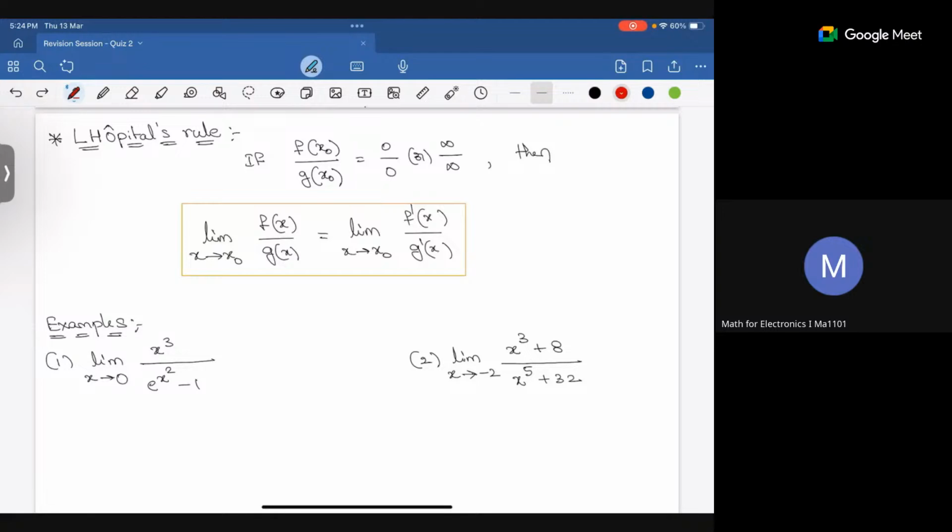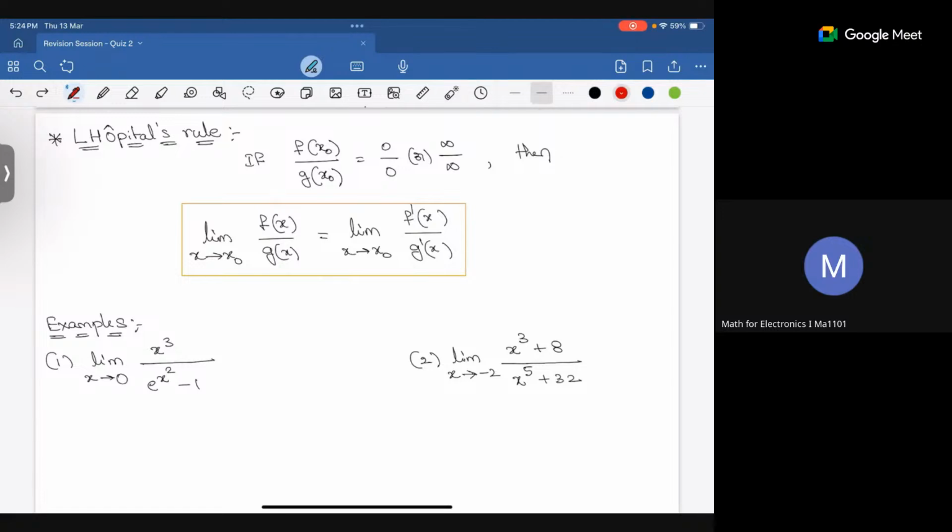If f of x naught divided by g of x naught approaches an indeterminate form 0 by 0, and you are interested in computing the limit as x tends to x naught of f of x by g of x, since this is taking you to the 0 by 0 form, L'Hopital says you take the derivative of the numerator and the derivative of the denominator, and compute the limit as x tends to x naught. It will give the same value as this. Okay, so that is what L'Hopital says.